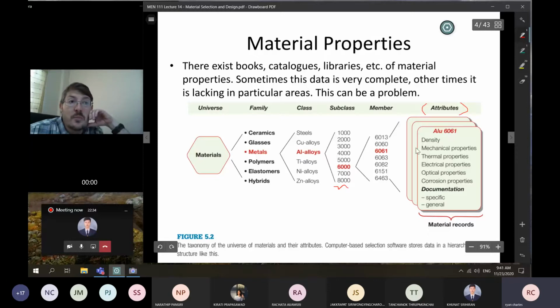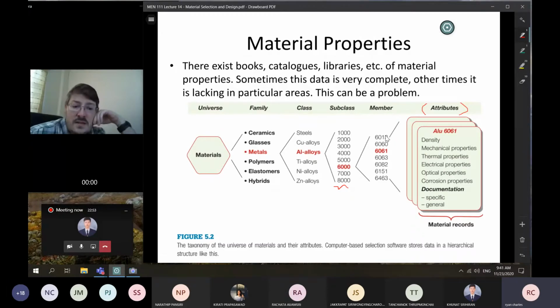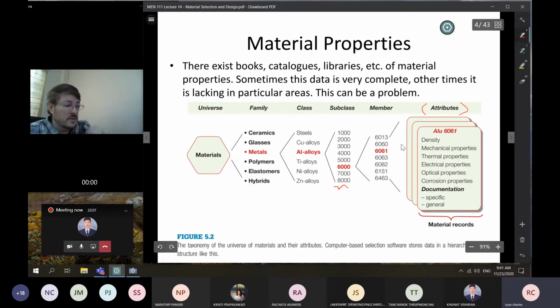So it would have a very complete property set. We would know a lot of the properties of 6061, but maybe 6013 is less popular, so it's not as well known. It's not as well characterized, right? So it might be missing a few of the properties, maybe some of the thermal properties, or just no one ever measured them, right? So they're very hard to find.